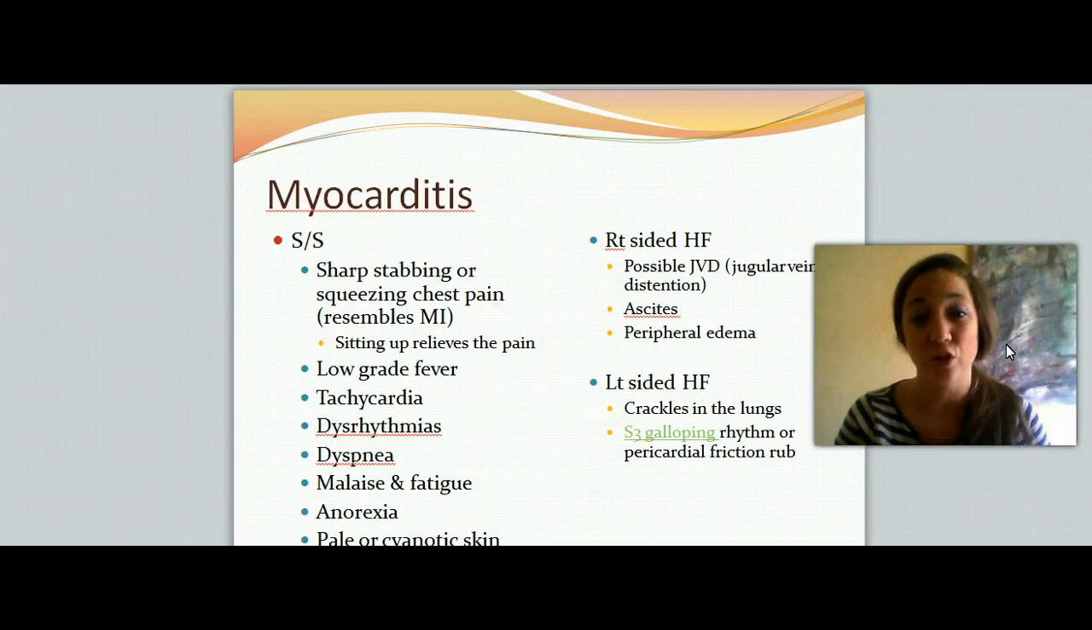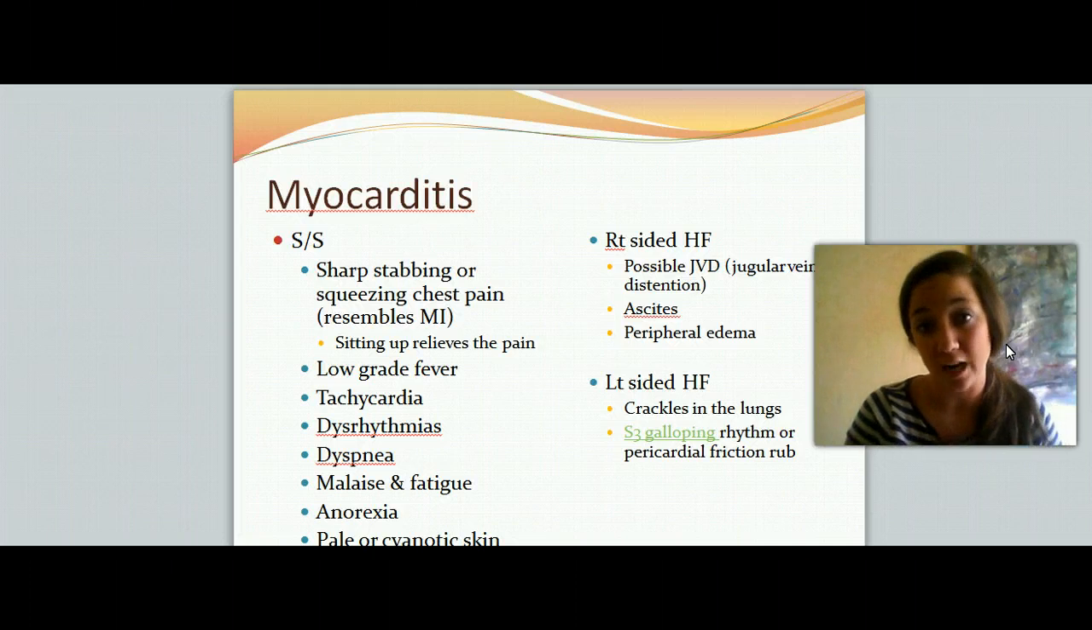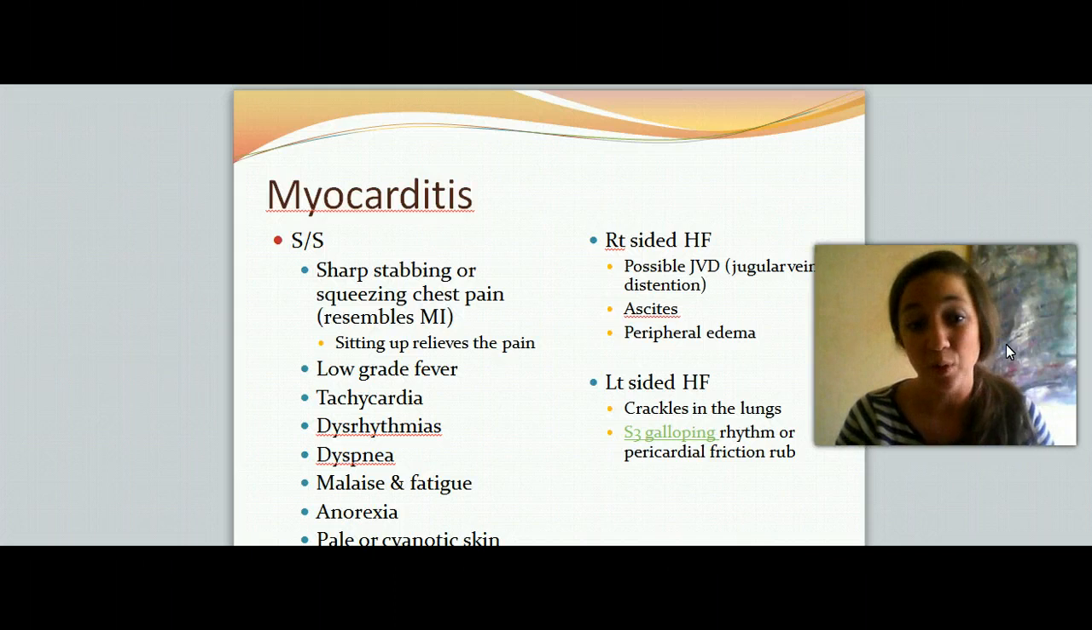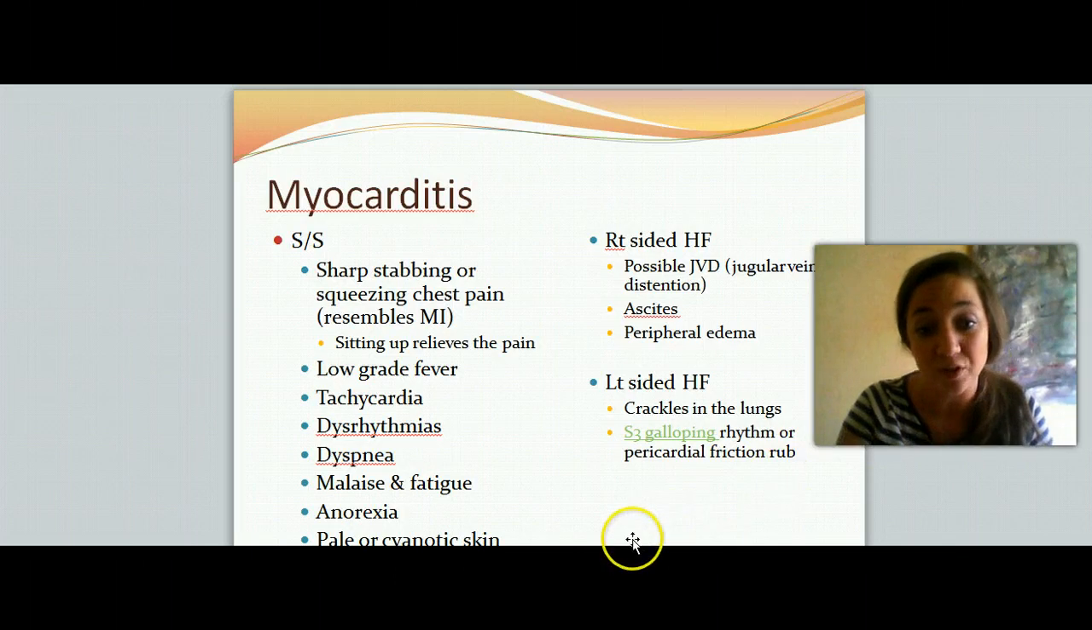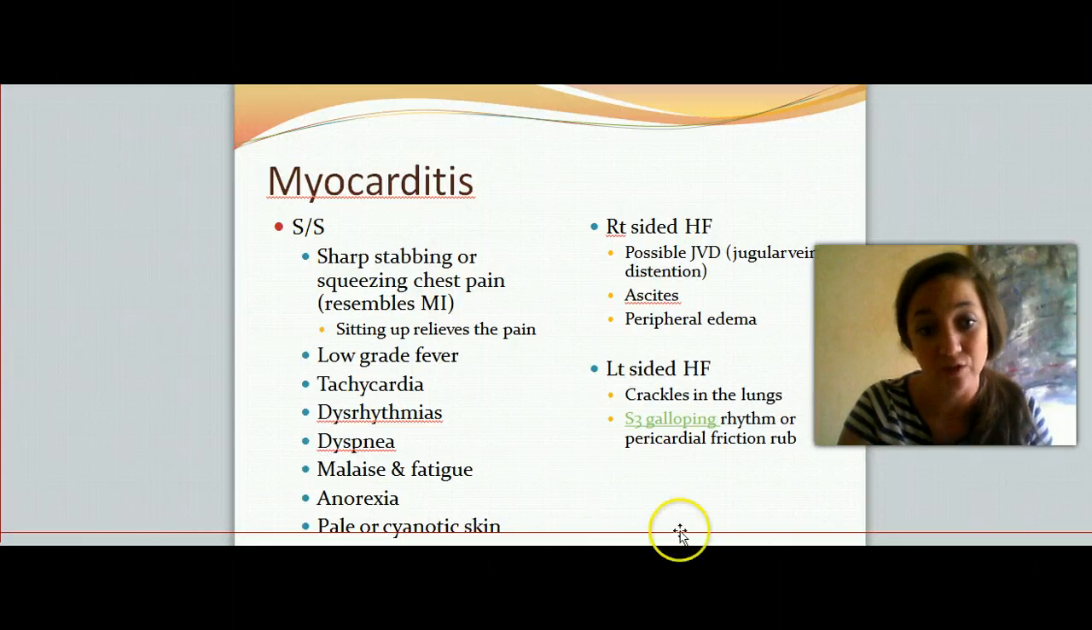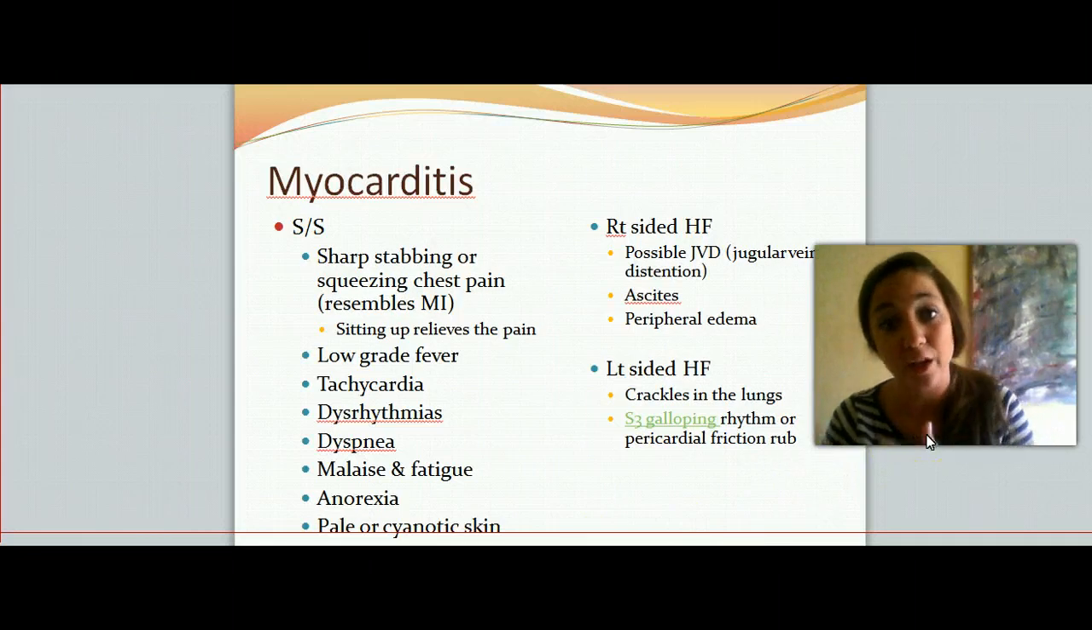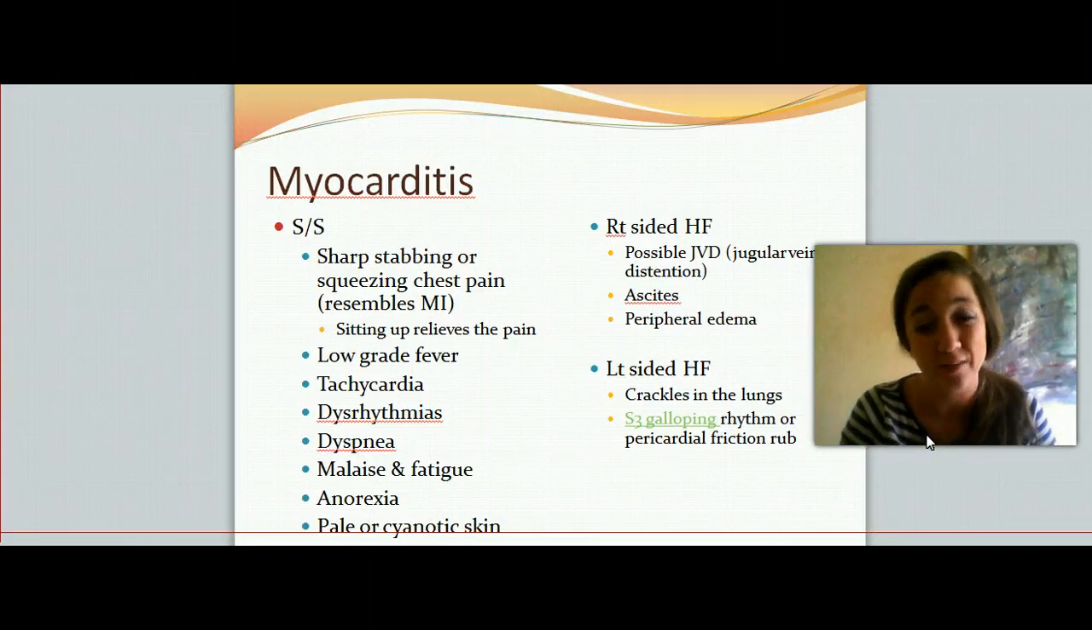The patient is going to feel a sharp, stabbing or squeezing kind of chest pain, and it really resembles an MI. So a lot of times when patients first discover that they have myocarditis, we need to rule out that they haven't had a heart attack first before we can go on and see what's causing this chest pain. They're also probably going to have a low-grade fever, some tachycardia, dysrhythmias, dyspnea, malaise, fatigue, pale or cyanotic skin. These patients just do not feel well at all. They also, like we said earlier, can have right-sided heart failure or left-sided heart failure.